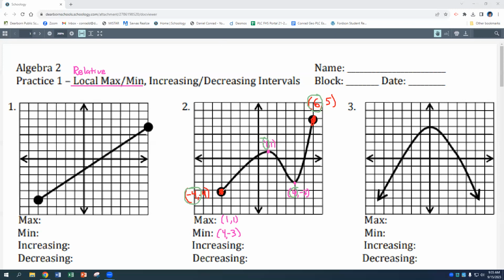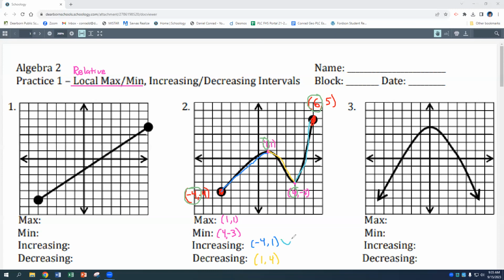Okay, we're going to start at -4 and we're going to go up. So we're increasing from -4 up until we hit 1. Okay. And then we start decreasing. We start decreasing from 1 down until 4. So we're decreasing from 1 to 4. Okay. And then at 4, we begin to increase again. So then we start going back up from 4 all the way till we get to the end at 6.